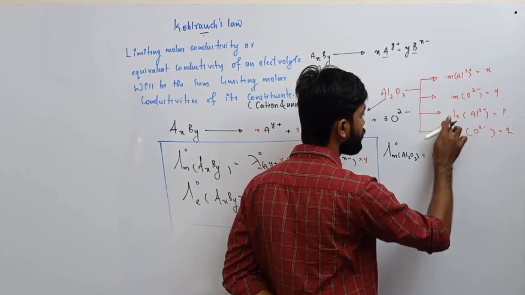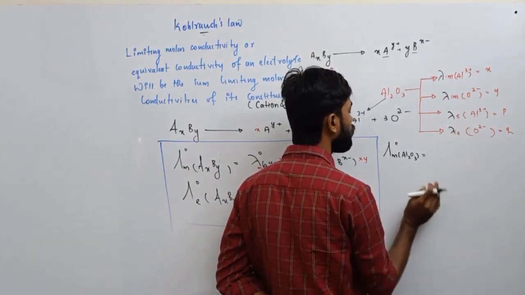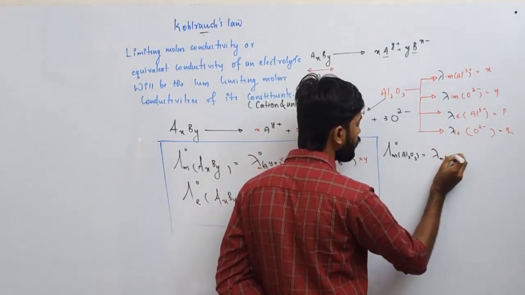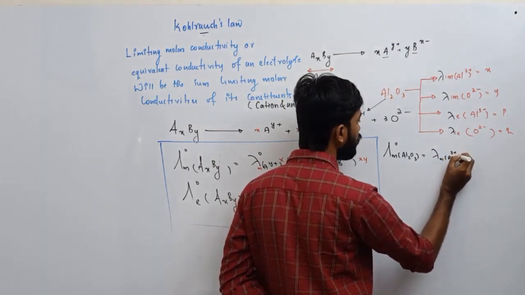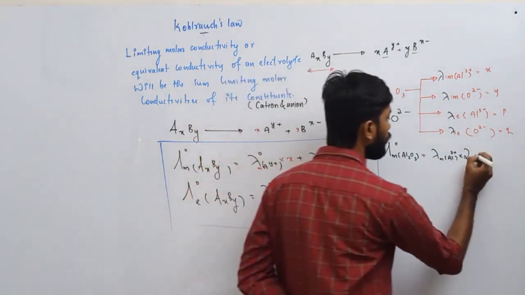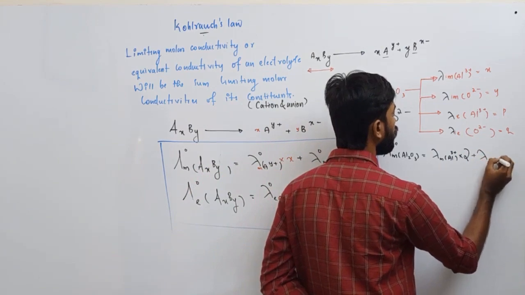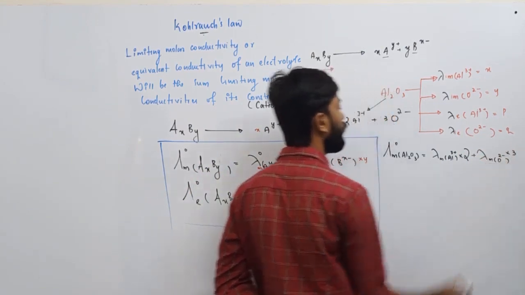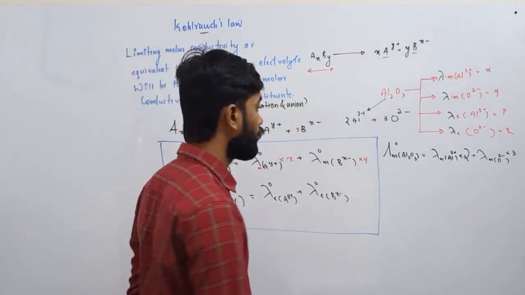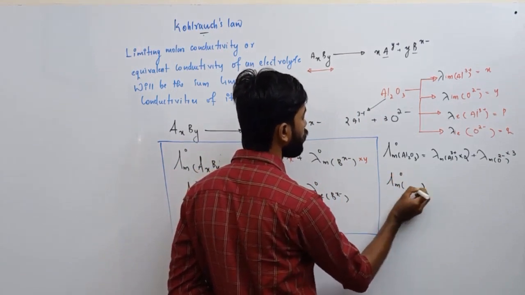These are all small lambdas, right? Whatever it may be, small lambda simply means limiting molar conductivity. So it is the limiting molar conductivity of that cation into the number of cations, yes, 2. Is it okay? Plus the limiting molar conductivity of the anion into the number of anions. Is it okay?